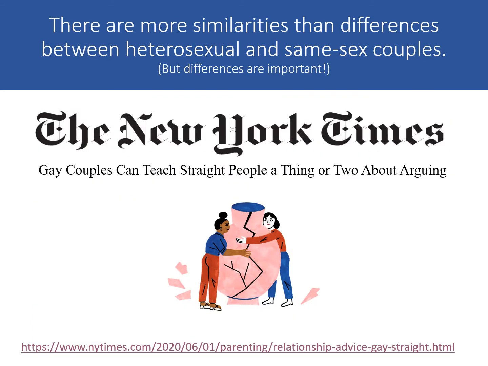All right, but one other way I want to look at couple types is to make a few comparisons between heterosexual marriages and same-sex marriages. My title for this slide is a little bit long, but I think it's really important. It's an important takeaway, and that is to say that there are simply more similarities between heterosexual and same-sex marriages than differences. But with that being said, the differences are important, and they are worth examining.